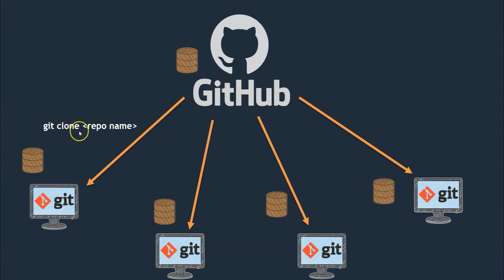Anyway, we are going to execute the git clone command to pull the code from our repository. Now let's jump into our GitHub account to get the URL of the repository to clone it onto my local system.